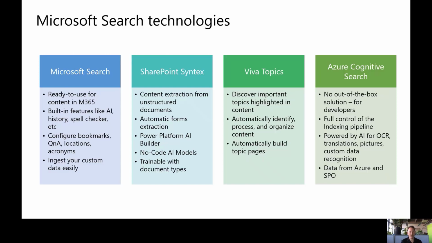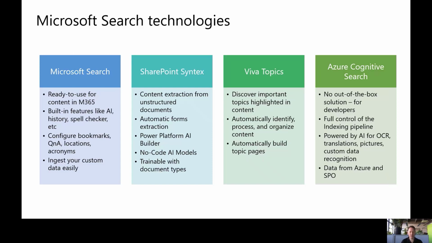SharePoint Syntex allows you to use machine learning for detecting data in, let's say, an invoice or a document, to work with that data and automatically discover what data is in there. It's trainable, and then you can search for that data as well. So that's a very cool technology.